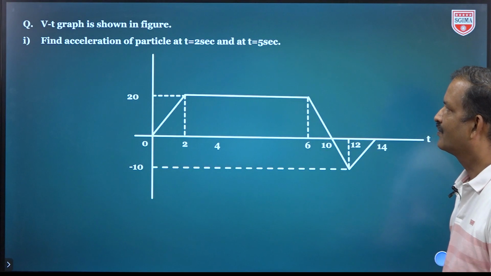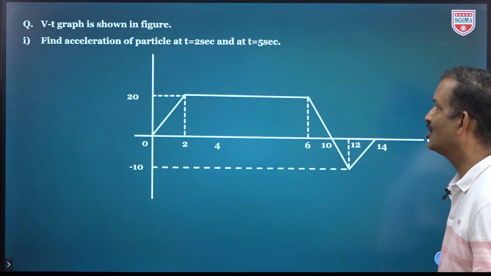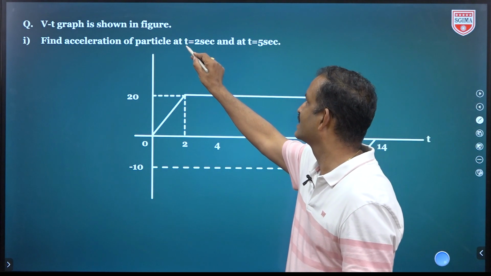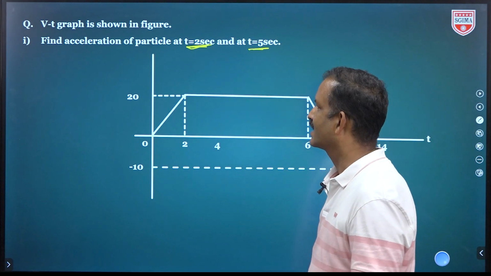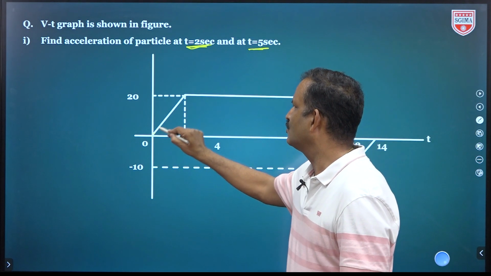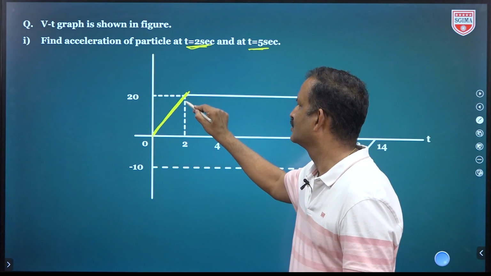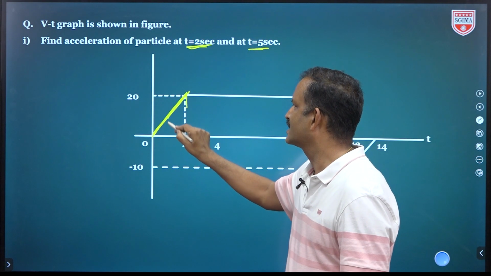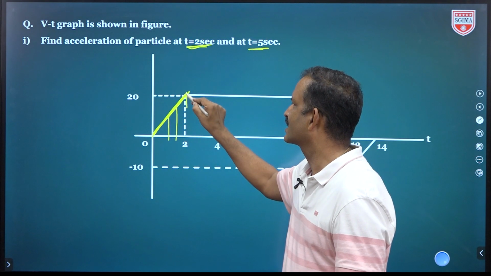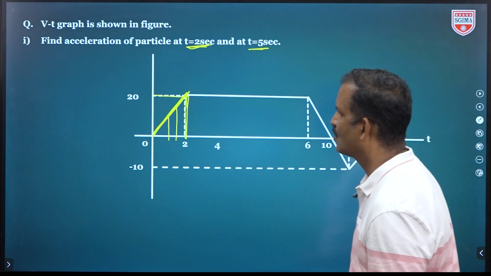The VT graph is shown in the figure. Velocity time graph is shown in the figure. Find the acceleration of the particle at t equal to 2 seconds and t equal to 5 seconds. So, up to 2 seconds, not only at t equal to 2 seconds, t equal to 1 second also, t equal to 1.5 seconds also, you will get the slope. What is that slope?